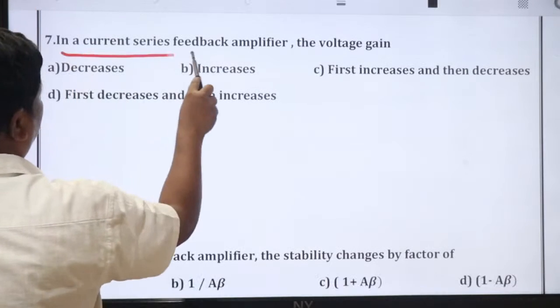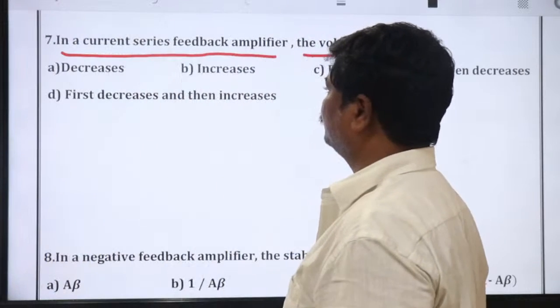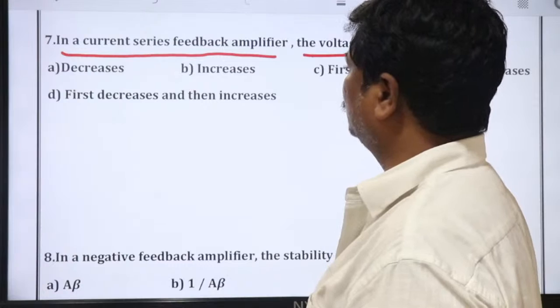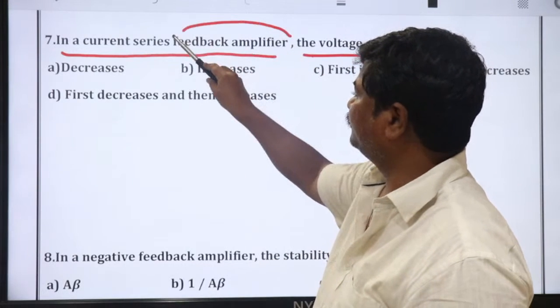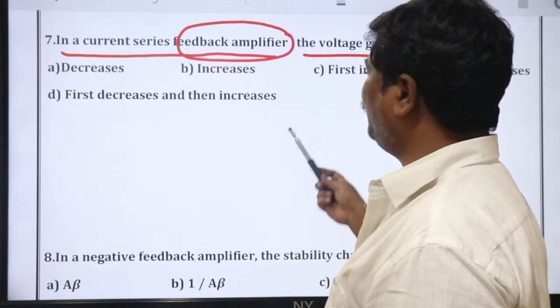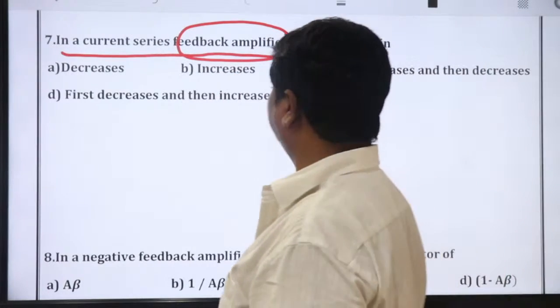In a current series feedback amplifier, the voltage gain is. See, if you are using negative feedback, the gain will decrease automatically.